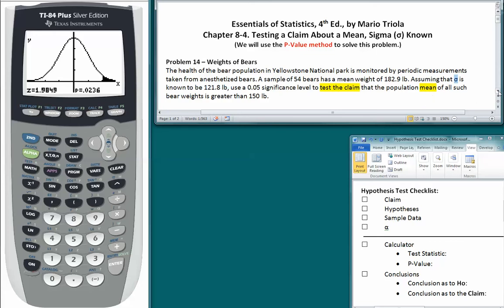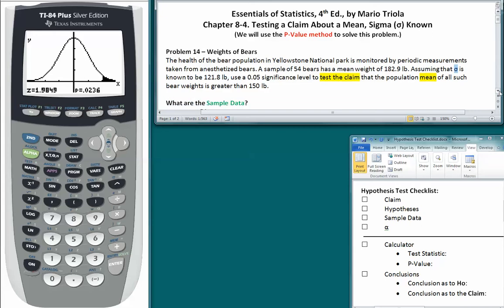So the first thing I do whenever I'm going to do a hypothesis test is to create a checklist. And here you can see my checklist down here in the lower right hand corner. This is very important as a way to keep track of what you're doing and frankly to sort of keep your sanity while you're going through the process. So usually I actually start with the sample data. So we'll see that here.